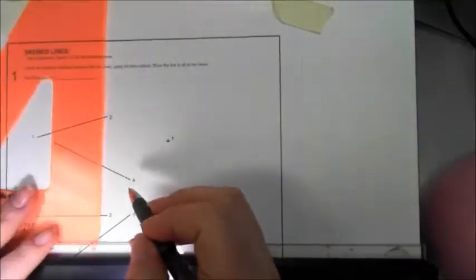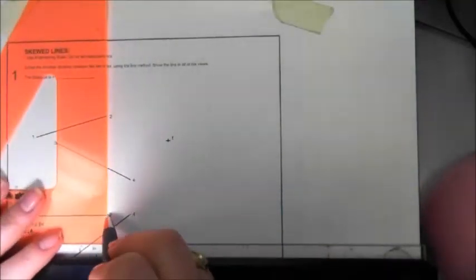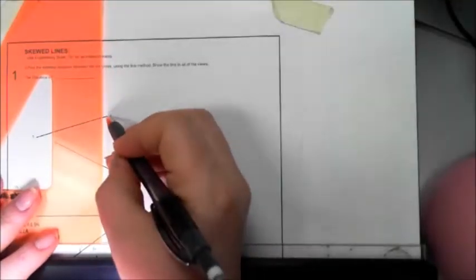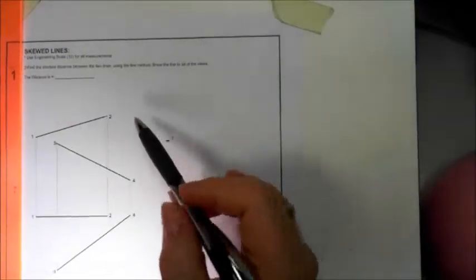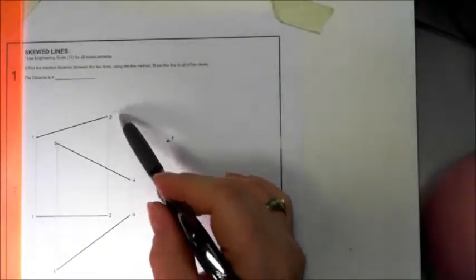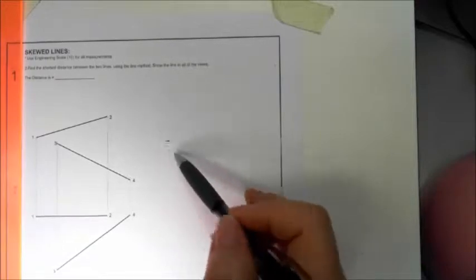So 4 is already lightly connected for you. Let's connect 2. Connect 3. Connect 1. Now we want to draw a perpendicular line. So we want it to come from here out perpendicular through point 1.